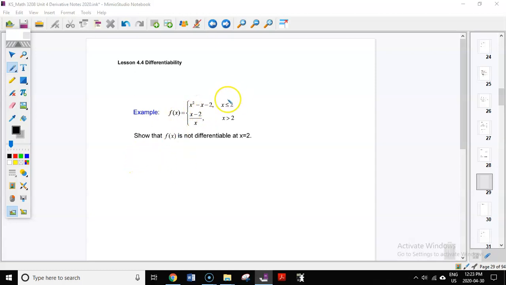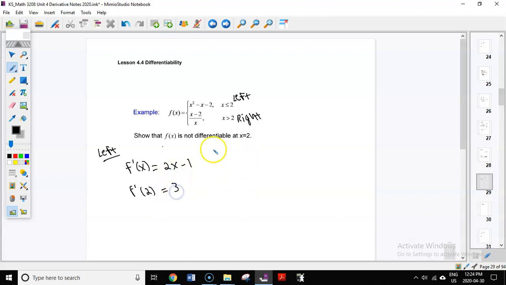So we do the left and right again. So the derivative of f of x, if we're doing the left one from the left, would equal 2x minus 1, which means the derivative at 2 would equal 4 minus 1, which is 3.